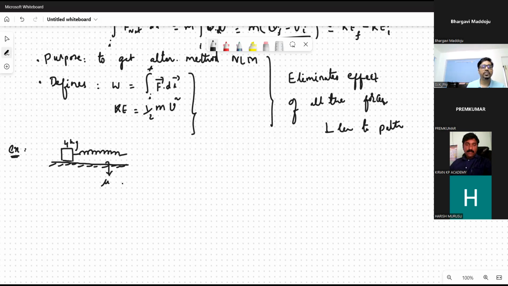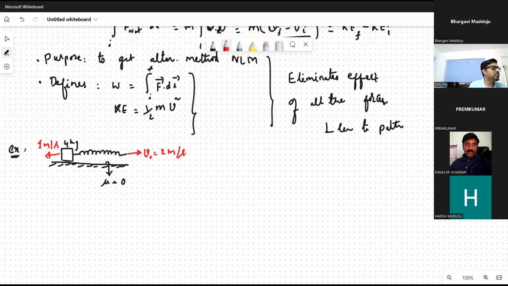So the coefficient of friction is 0. And the block is given some velocity. The initial velocity of the block is, let's say, 1 meter per second. And then this free end is pulled in this direction with a velocity v0, which is equal to 2 meter per second.